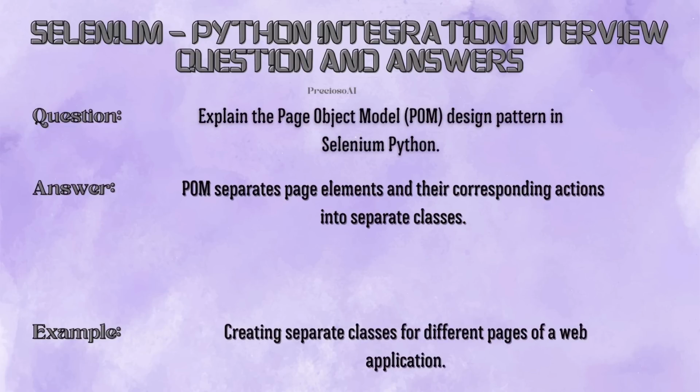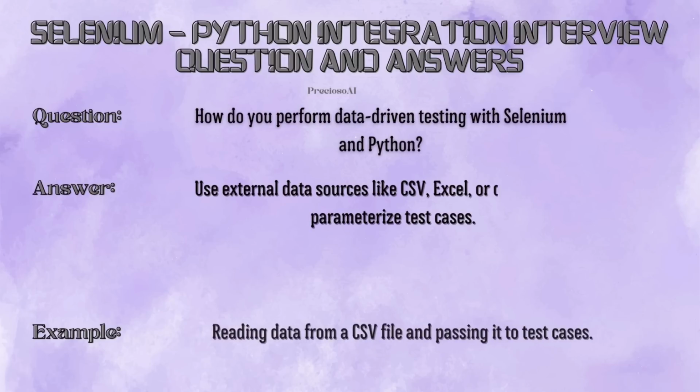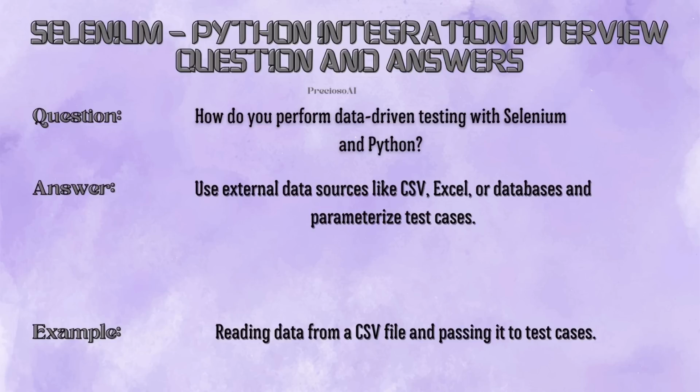Next question is explain the page object model, POM, design pattern in Selenium Python, and the answer is POM separates page elements and their corresponding actions into separate classes, for example creating separate classes for different pages of a web application. Next question: how do you perform data-driven testing with Selenium in Python? And the answer is use external data sources like CSV, Excel, or databases and parameterize test cases, for example reading data from a CSV file and passing it to test cases.